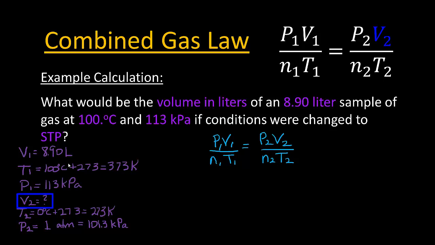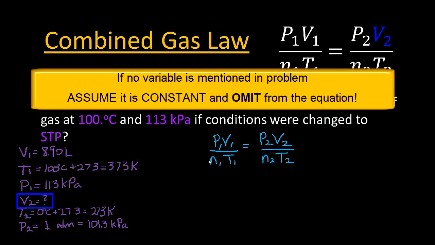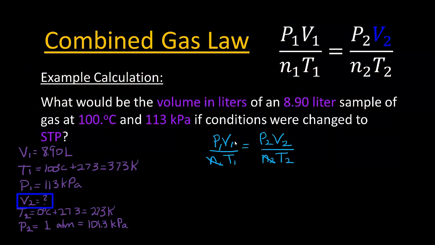Now if you notice, we don't have any moles over here in our problem. So if moles are not mentioned, you assume that they stay constant, and if they're constant, you can get rid of them. They cancel out on each side of the equation. So now we have P1 times V1 divided by T1 is equal to P2 times V2 divided by T2. We need to move the P2 and the T2 to the other side of the equation.